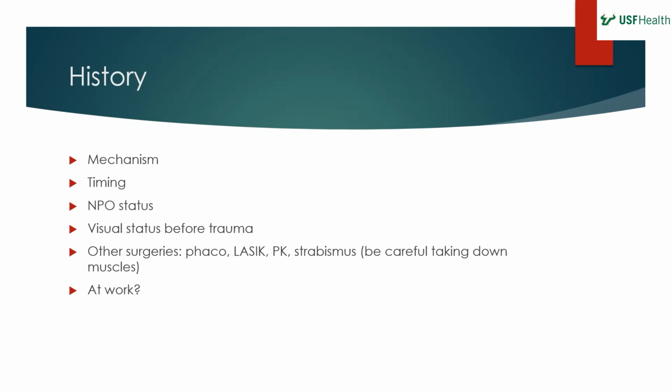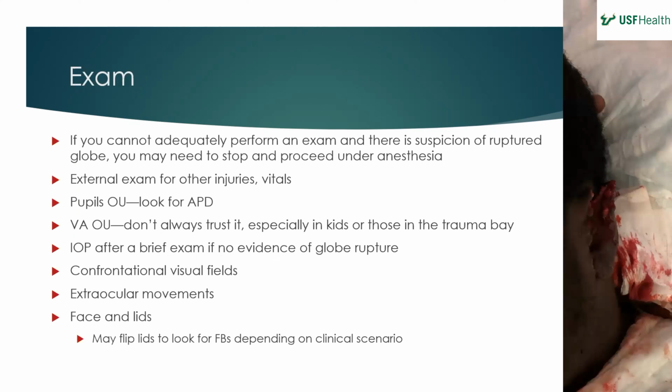So sometimes strabismus is really hard to get a history about, because the patients were young. If you're having trouble examining these patients, just stop and take them to the OR. There's no reason to go further. You can consent the patient for exam under anesthesia and any other necessary procedures, including ruptured globe repair, et cetera.